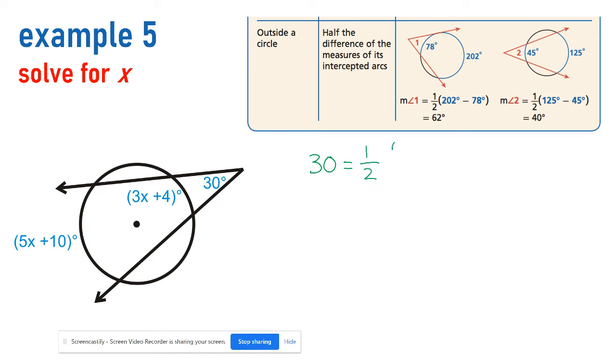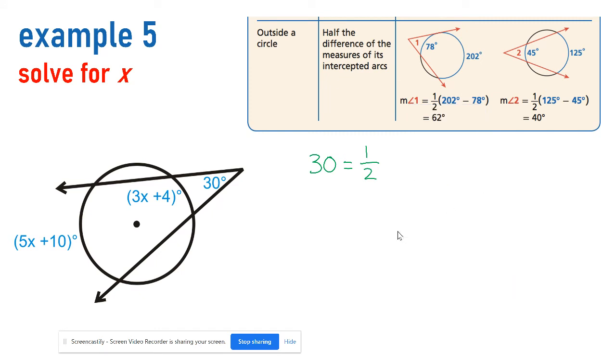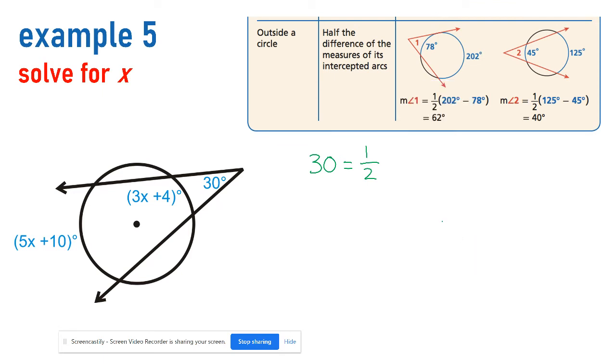And actually, here's what I'm going to do. I started making a parentheses, but because you really have to be careful on ones like this, instead of doing a parentheses, I'm going to do a bracket, and I'm going to put 2 sets of parentheses in there, because what I have to do is take my big arc, 5x plus 10, minus my little arc, which is 3x plus 4.